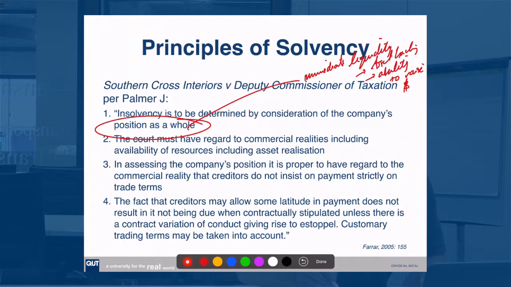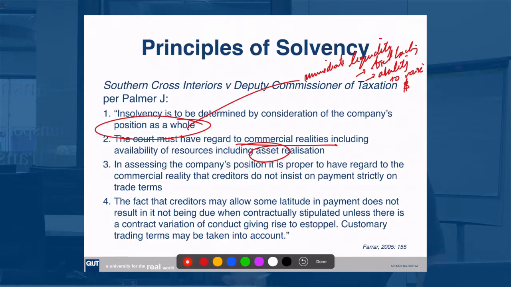Judges have also been open to the idea that commercial reality would dictate the answer to many of these questions. So can you sell an asset is an issue of commercial reality. Most times, yes, but it might be at a lower price, right, which starts to introduce uncertainty into the equation.